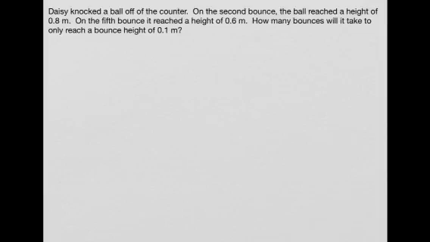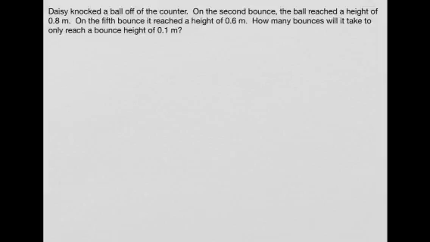Now comes the real fun. Here comes our story problem. Daisy knocked the ball off a counter. She was watching it bouncing. On the second bounce, notice it got up to 0.8 of a meter. On the fifth bounce, she noticed it got up to 0.6 of a meter. And she wants to know how many bounces it will take to only reach a bounce height of 0.1 of a meter. So here, we have to write the equation before we can even solve it.